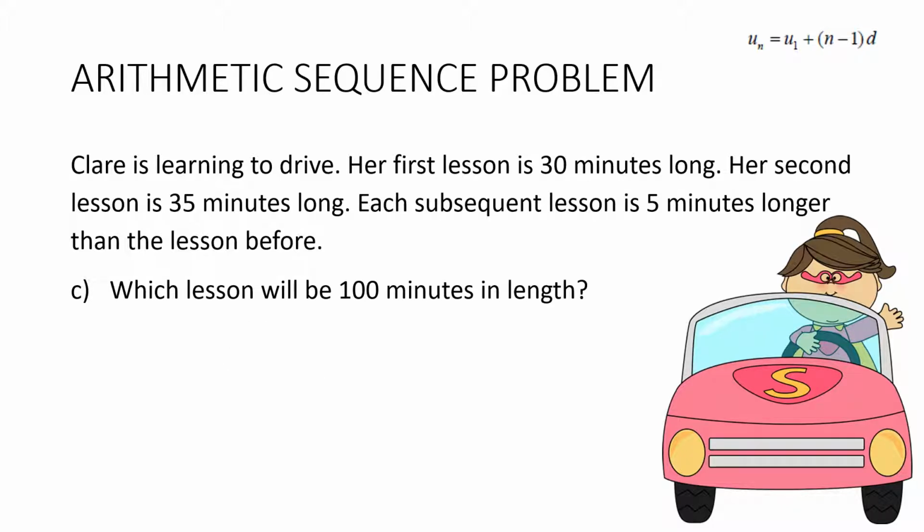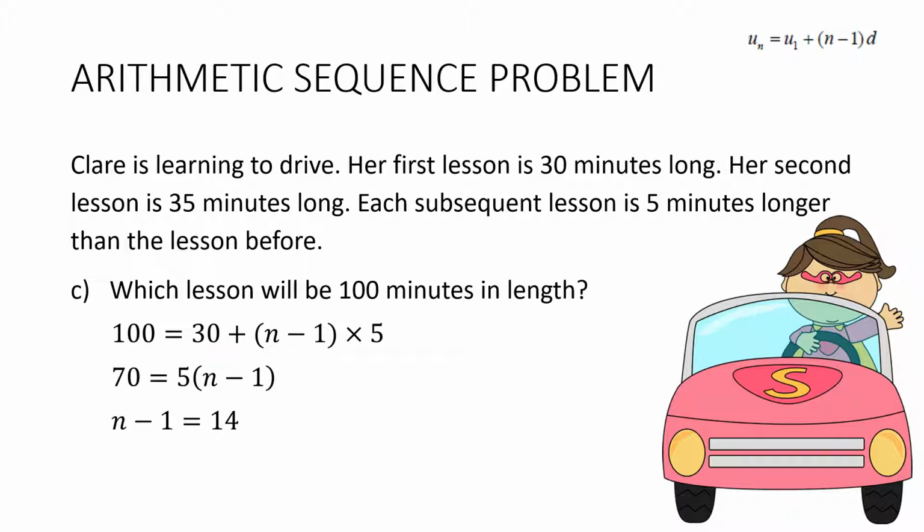C, which lesson will be 100 minutes in length? Now this time we need to solve an equation. We don't know n, but we know the value of the term, that's 100. So substituting it in like this, you can see how I've got the 100 sitting where un normally would be. u1 is still 30, n we don't know, and the common difference is 5. Solve this on your calculator or by expanding. n minus 1 is equal to 14, and so n is equal to 15.